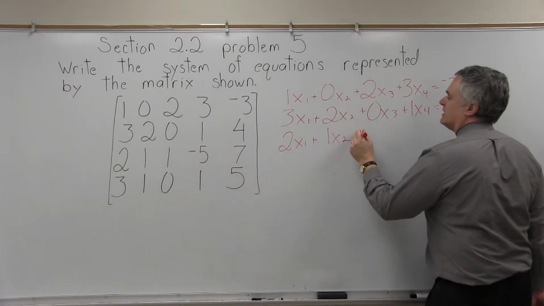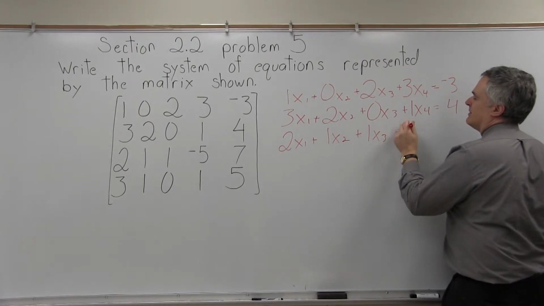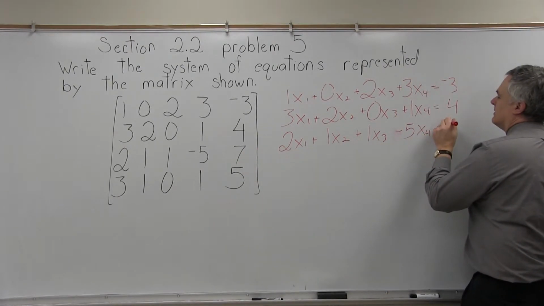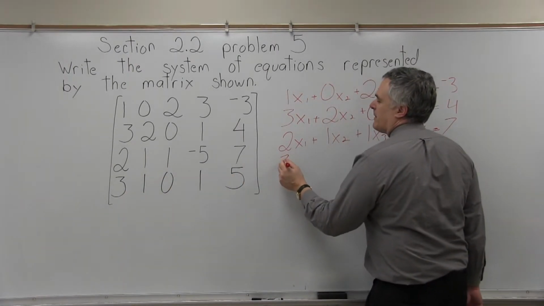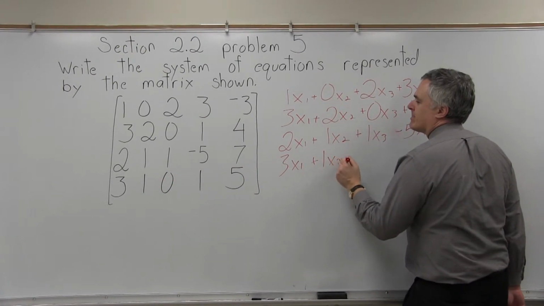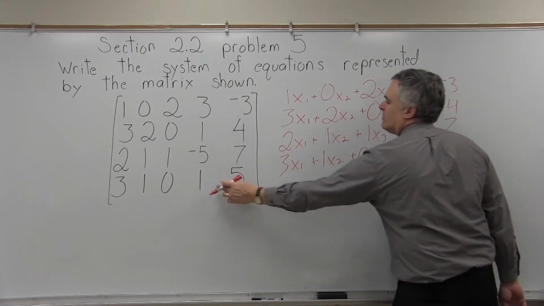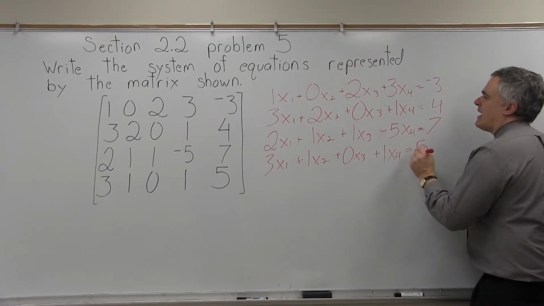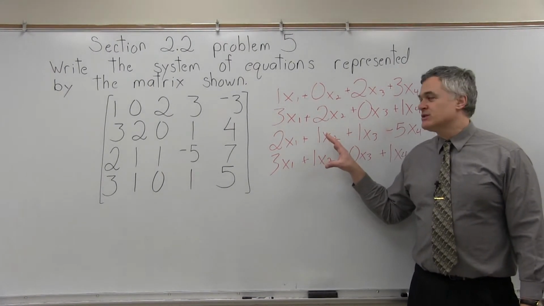And in the third row, you'll have 2x1 plus 1x2 plus 1x3 minus 5x4 equals 7. And finally, in the bottom row, it will be 3x1 plus 1x2 plus 0x3 plus 1x4 equals 5.